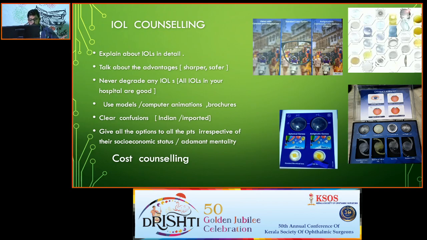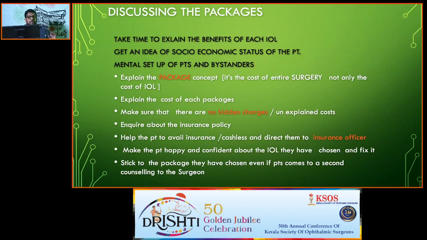Then you go for the cost counseling, because by the time you have already explained the benefits, you have an idea about the economic status of the patient, the mental status and the bystanders. Then explain the package concept. So, patient, this is the surgery cost, 30,000 rupees. No, this is not the cost of the IOL. This is the cost of the procedure. We do surgery, the surgeon's fees, theatre charges, everything is included. That package concept should be there first.